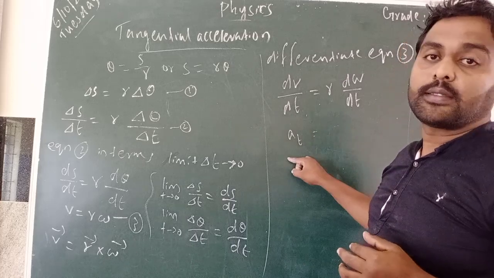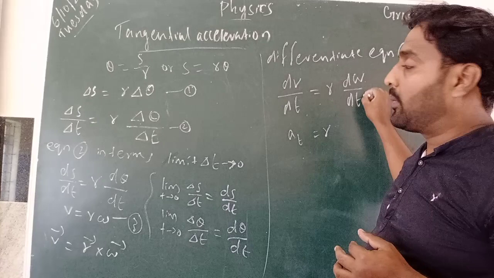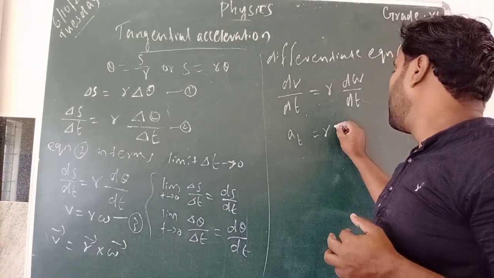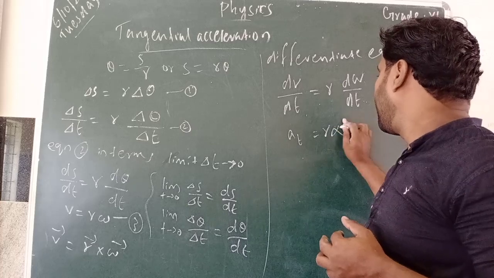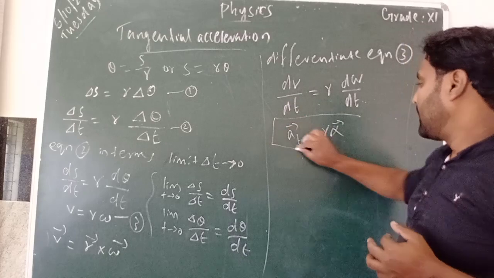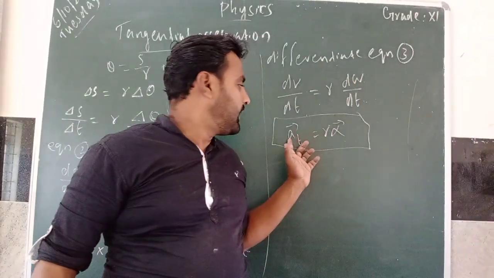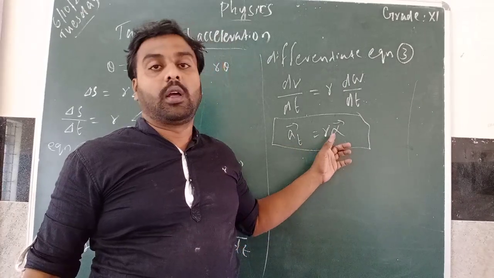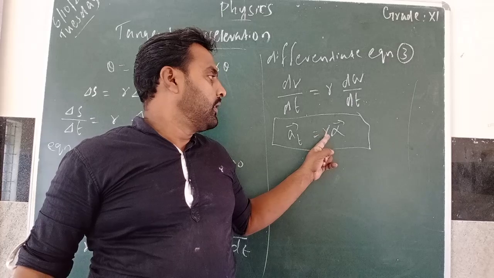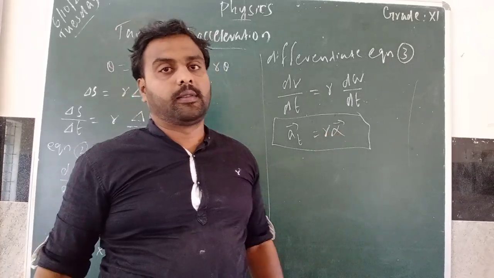This we can keep as tangential acceleration. So R, what is this d omega by dt? Angular velocity by time. So alpha, angular acceleration. This is a relation which we use to find the tangential acceleration. A is equal to R alpha. This is tangential acceleration, radius, then angular acceleration.